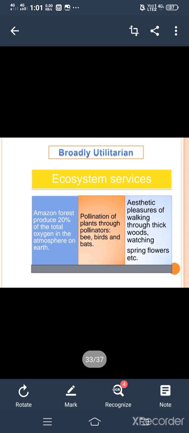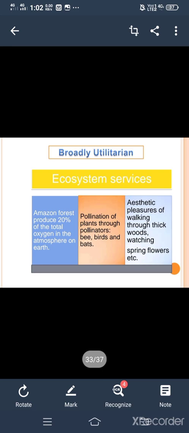Next is broadly utilitarian. If we think broadly, why do we have to conserve biodiversity? Because it produces oxygen. Plants produce oxygen and absorb the carbon dioxide which we release into the atmosphere, so we need the plants. Pollination of plants occurs by pollinators like birds, bees, bats, animals, etc. So for pollination also we need biodiversity, different types of animals to pollinate.